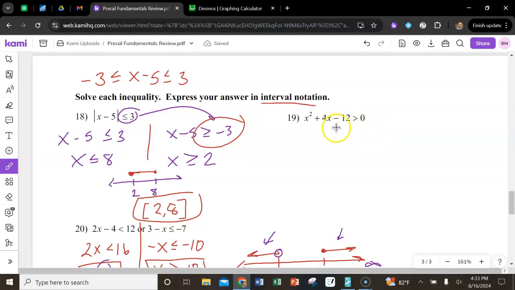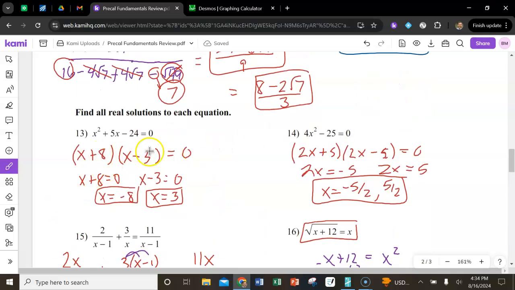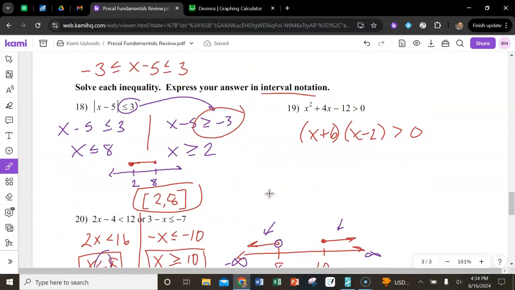Number 19 is also an inequality. It's quadratic. I would start this the same way I would do it as if it were an equation. I'm going to factor. What multiplies to -12 and adds to 4 would be +6 and -2. However, unlike an equation, I can't just say x plus 6 greater than 0, x minus 2 greater than 0, right? I can't do what I did up here for a quadratic where I just set each one of these equal to 0 and solve. I can't do that with an inequality.